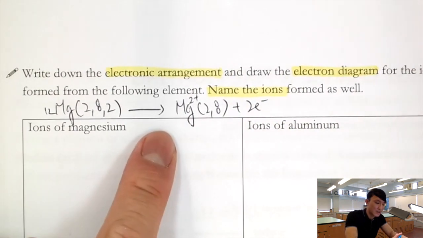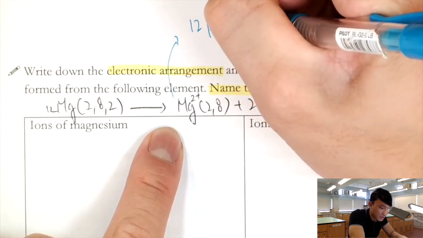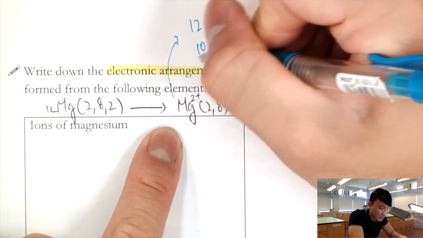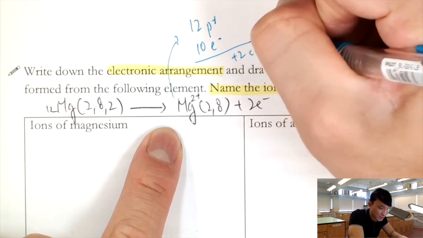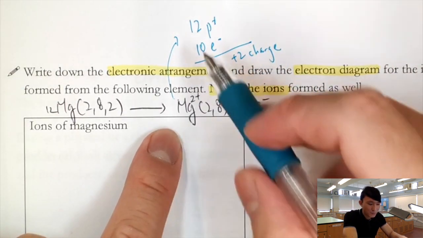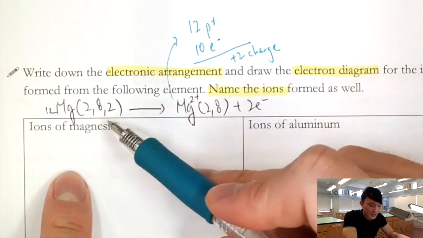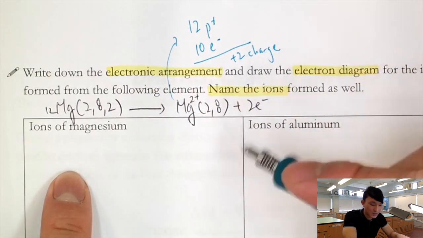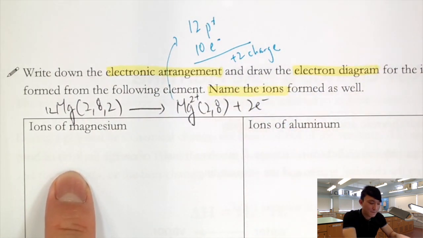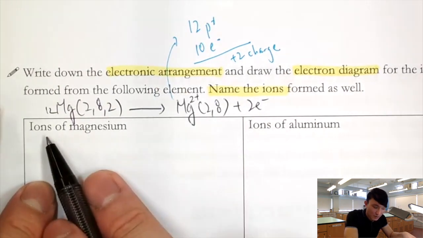If you forget why it is 2 plus charge, again you can check: 12 protons, 10 electrons, so altogether positive 2 charge, isn't it? 12 protons is because the atomic number is 12, 10 electrons is because it has lost 2 electrons, so only 10 left. So right now, let's put down the electronic arrangement of ions of magnesium.